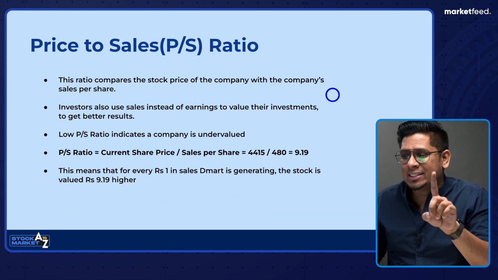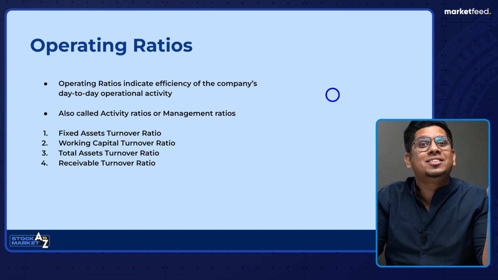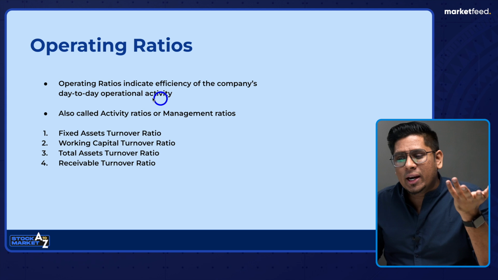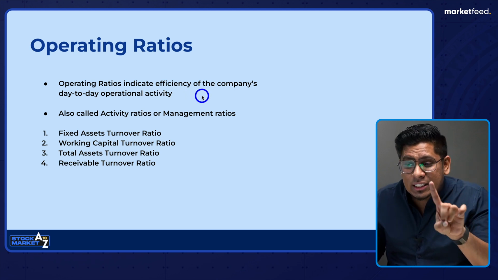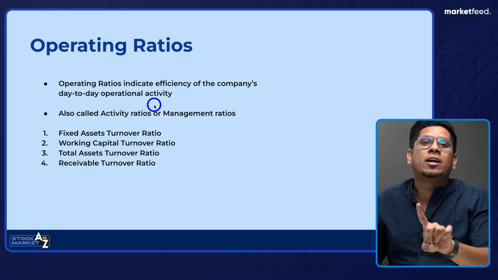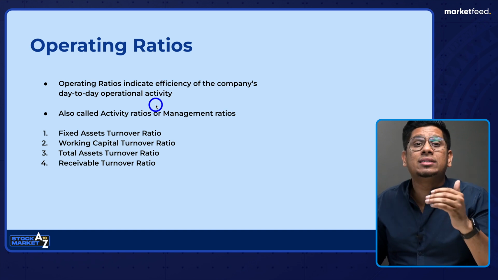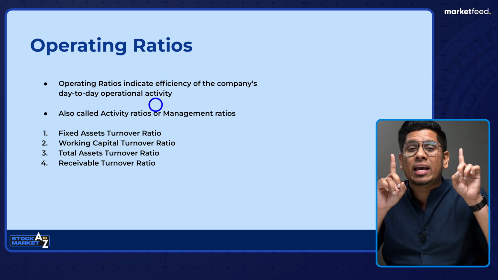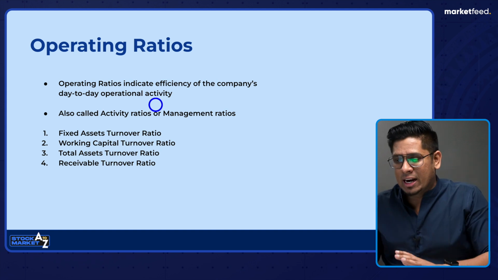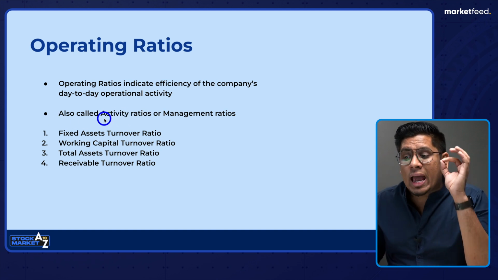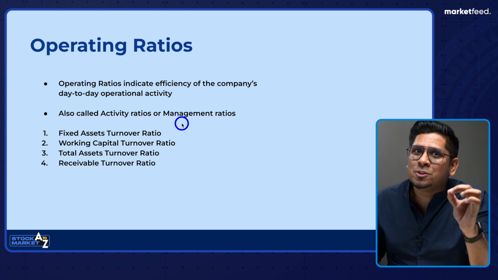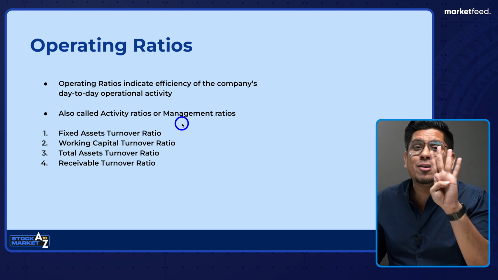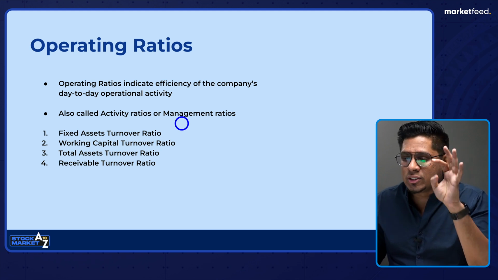In that case, let's move ahead into even simpler financial ratios, which are operating ratios. Operating ratios indicate the efficiency of the company's day-to-day operational activity. They speak volumes about how well the management is running the company. Is it operationally efficient or not? That is what we'll understand here. These are also called activity ratios or management ratios. Rightly called so, right? Now we are going to learn 4 very famous, very important operating ratios in today's video.